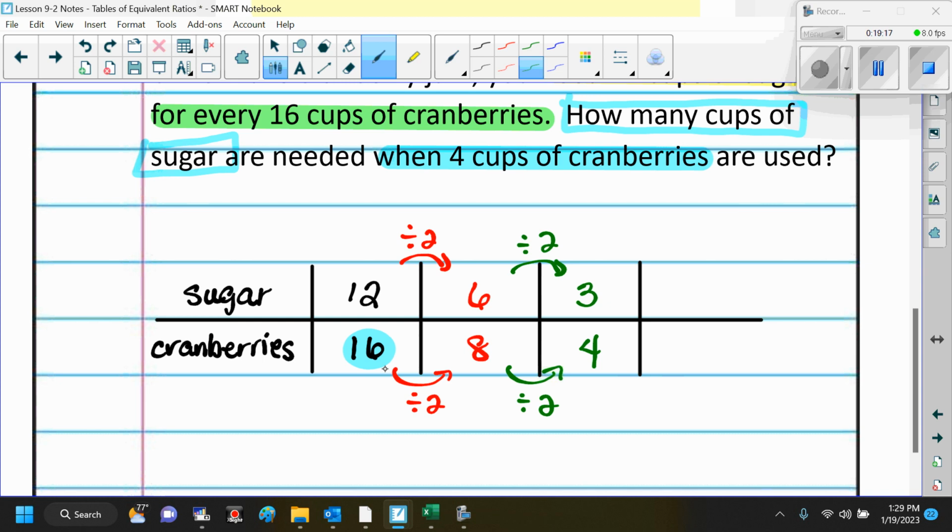So now, we have 12 sixteenths, 6 eighths, and 3/4. Those are all equivalent ratios. What's the answer to my question? Very good. We need 3 cups of sugar.